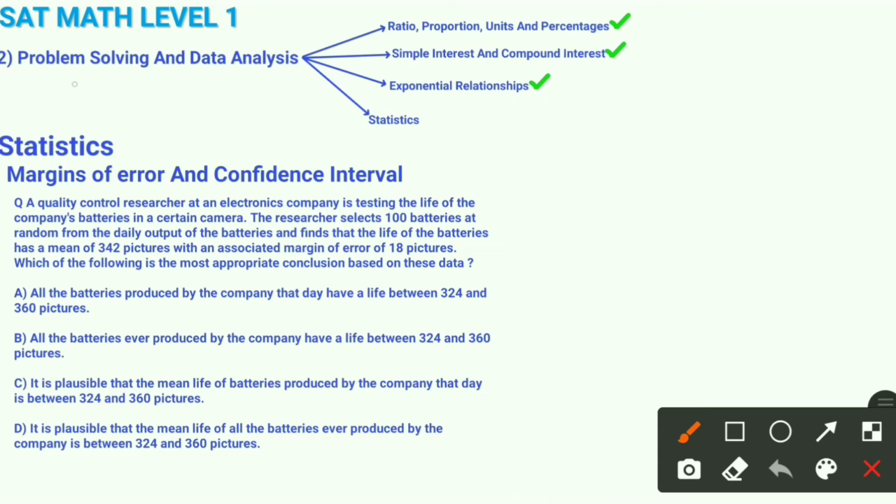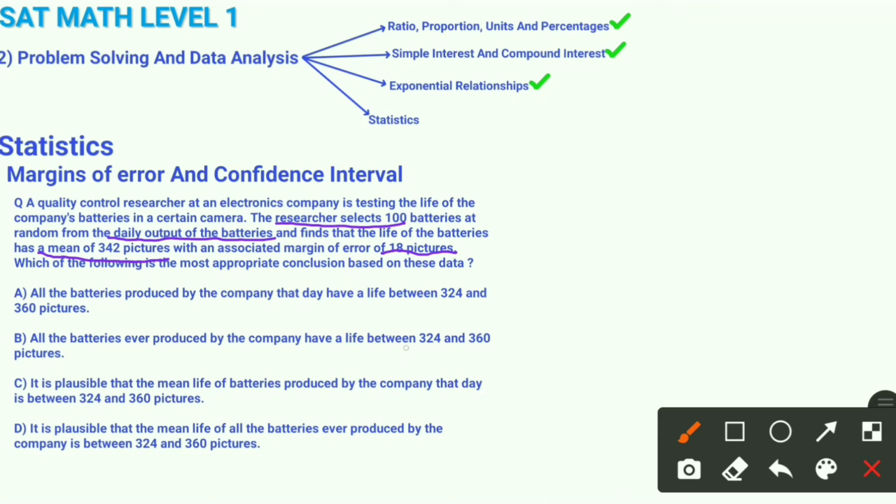Again, reiterating this, the researcher selects 100 batteries at random from the daily output of the batteries. One thing to note here, it says daily output of the batteries, and finds that the life of the battery has a mean of 342 pictures with an associated margin of error of 18 pictures. It selects 100 batteries at random from the daily output. So which of the following is correct?